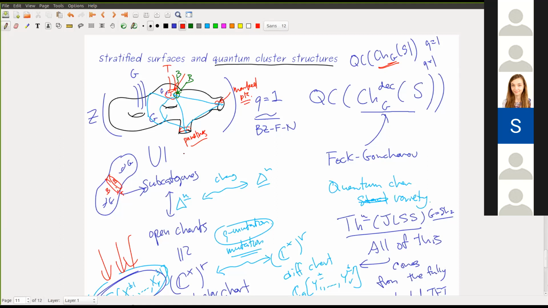Right, and okay. Another thing about these quantum groups is that if you fix Q to be a root of unity, something special happens. In particular, you start getting finite dimensional representations.